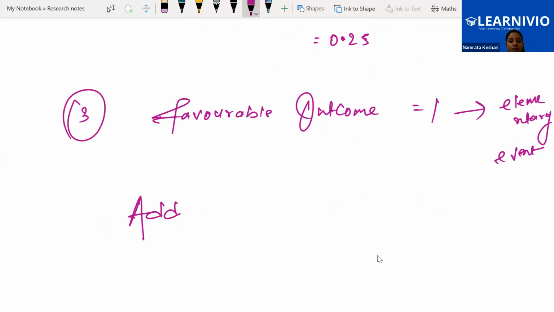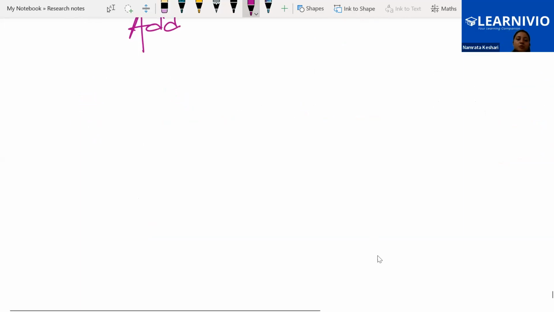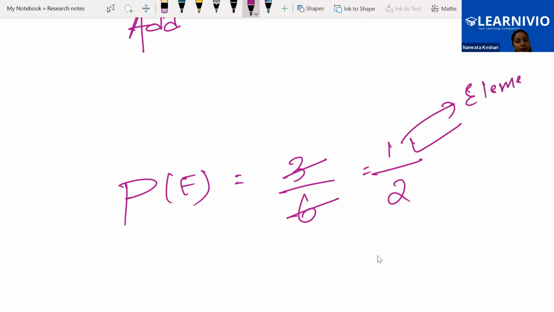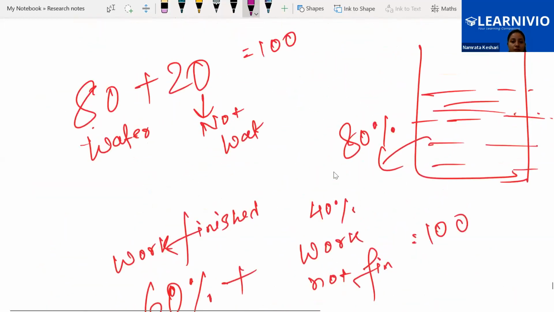So what about this case? Suppose probability of E is, let's say, 3 by 6. We will cancel it and get 1 by 2. Is this also elementary because favorable became 1 after cancellation? No, this is not elementary. Let's recall the example of this one.